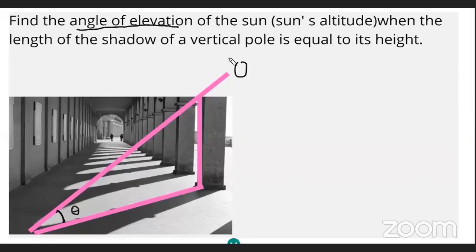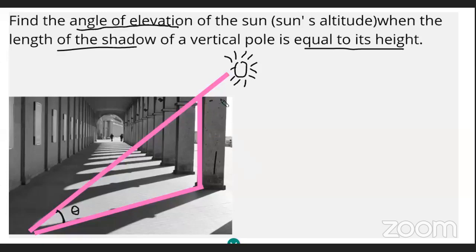The sun is here, okay? Sun rays are falling on the tower or the building and the shadow is formed. So you can see the shadow at the bottom, right? This is the shadow and this is the tower, or you can say the vertical pole. So the sun's rays are falling in such a way that the angle between the sun ray and the shadow is theta.